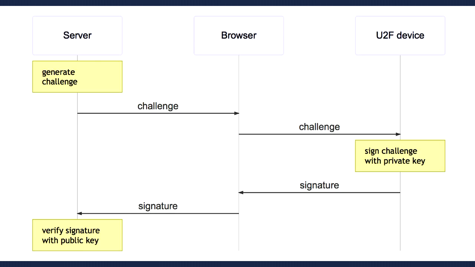It's based on public key cryptography. The device holds a copy of the private key within it, and during registration, it gives its public key to the server. During authentication, this is the bit where it's saying press the button, the server generates a challenge, passes it to the browser, which hands it on to the device. The device signs it with the private key, and then it's brought back to the server, which verifies it with the public key. If it checks out, we've confirmed that you have the device and we can log you in. So that's nothing particularly clever.